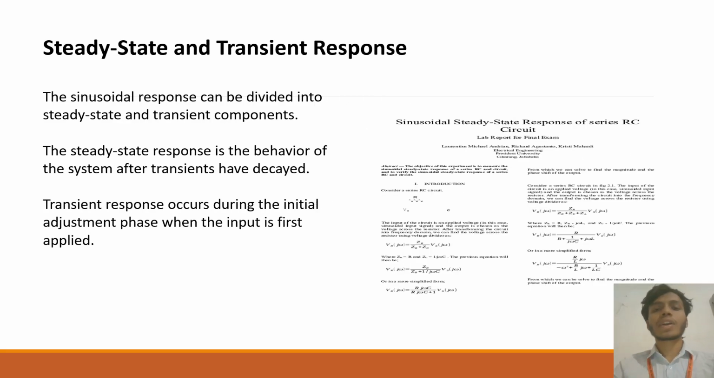Steady state and transient response. The sinusoidal response can be divided into steady state and transient components. The steady state response is the behavior of the system after transients have decayed. Transient response occurs during the initial adjustment phase when the input is first applied.